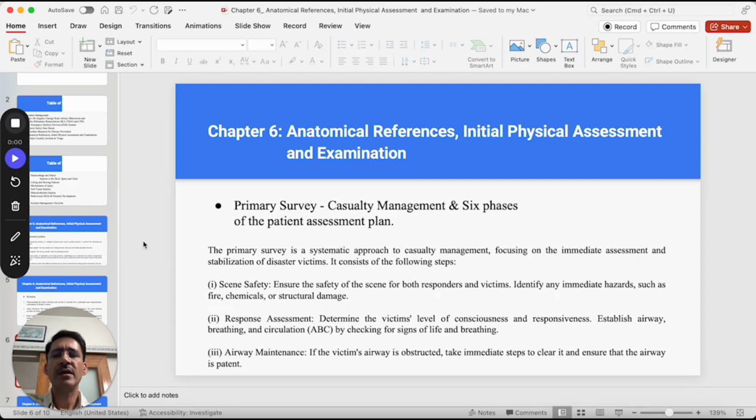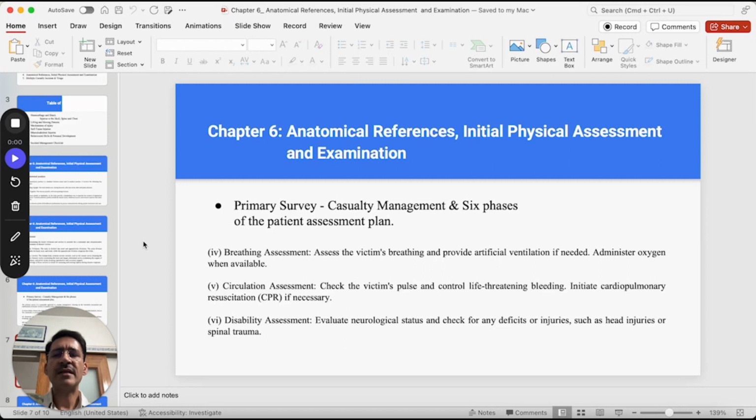Response assessment. Determine the victim's level of consciousness and responsiveness. Establish airway, breathing, and circulation by checking for signs of life and breathing. Airway maintenance: if the victim's airway is obstructed, take immediate steps to clear it and ensure that the airway is patent. Breathing assessment: assess the victim's breathing and provide artificial ventilation if needed.